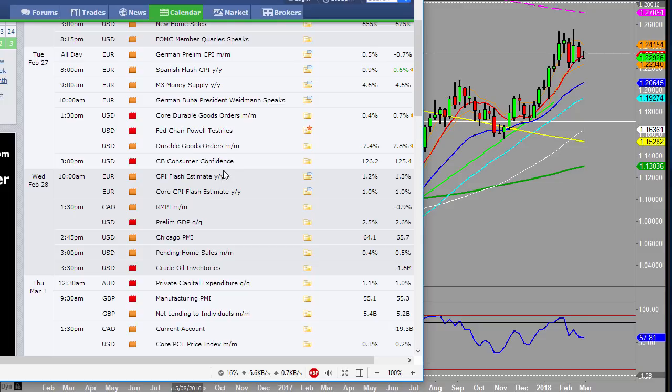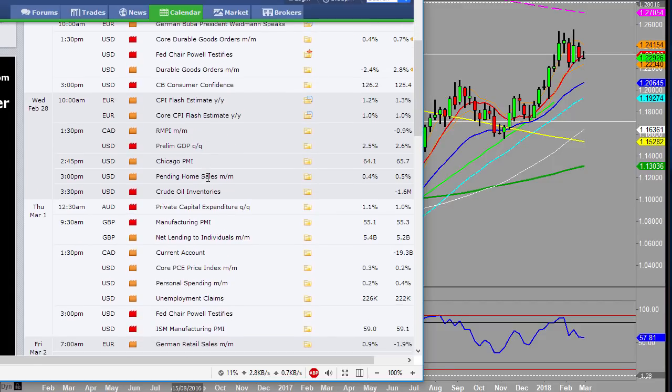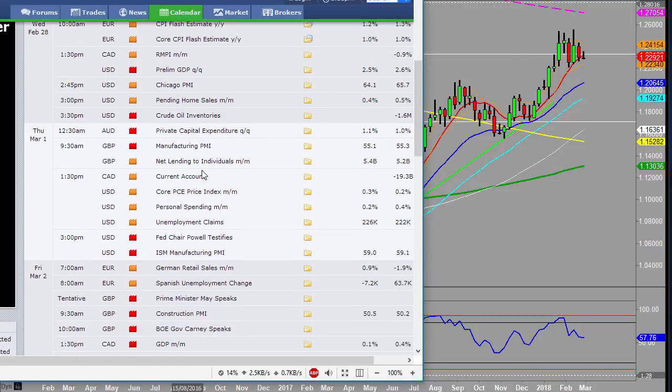Following on from that, consumer confidence, all very low key. Durable goods, as I said, can create a bit of movement. Moving into Wednesday, CPI flash estimate, okay, lower key. I'm more interested maybe in the GDP data. That's the second figure coming out, so it's not as volatile normally around this one, but it could create some volatility if it's widely different from expectation. Pending home sales, none of the information is particularly interesting.